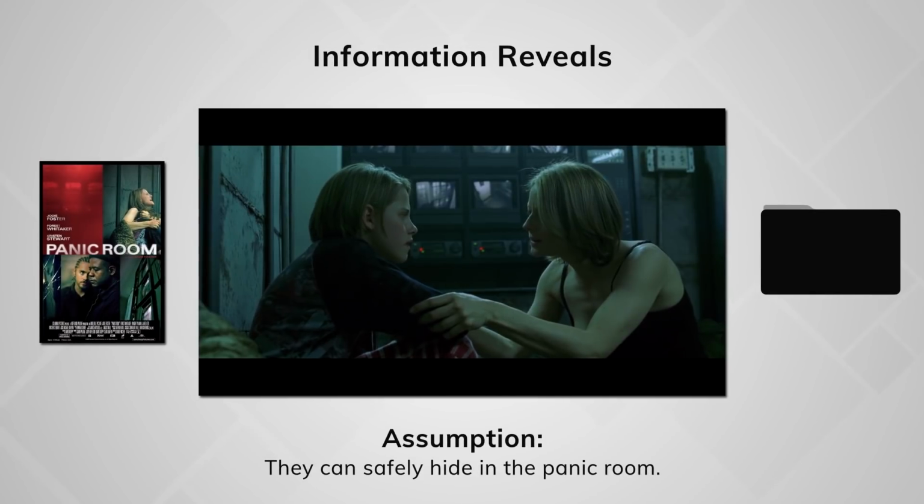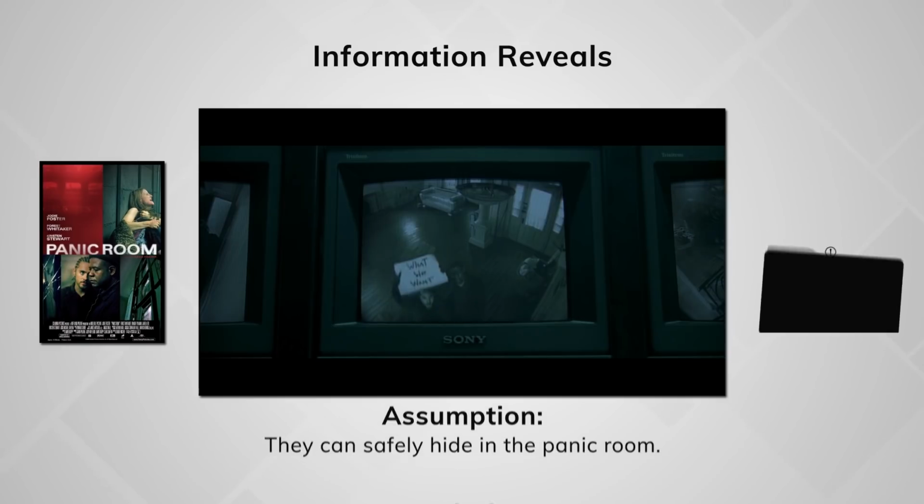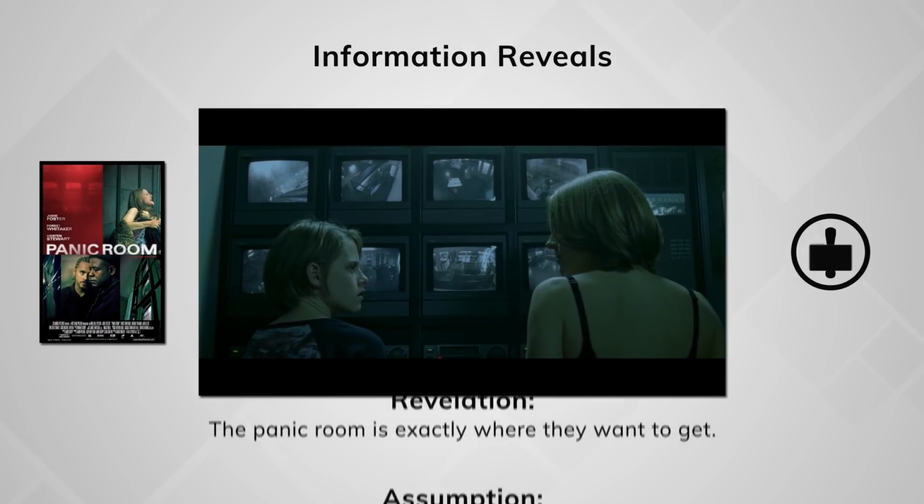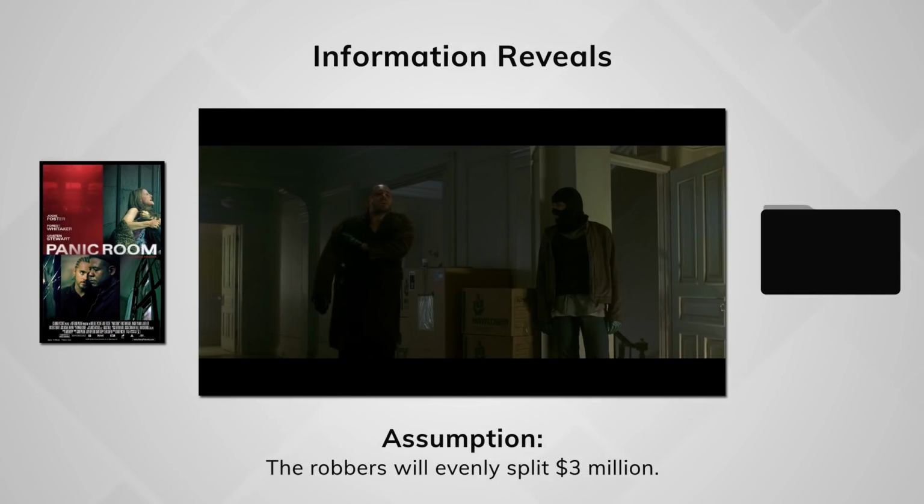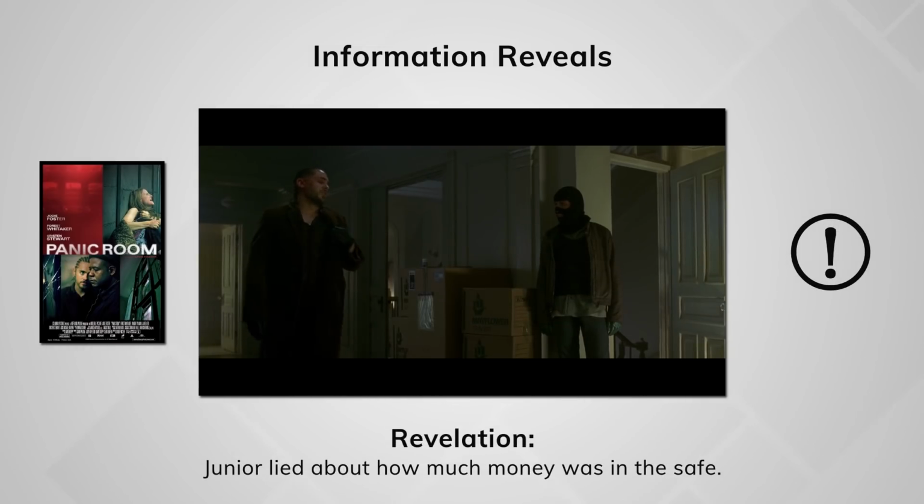In Panic Room, Meg and Sarah try to wait out the 3 robbers who have broken into the home. However, it is revealed that what the robbers want is inside the panic room. This creates a problem. The robbers are here to stay. Later on, Junior, one of the robbers, accidentally reveals just how much money is in the panic room to his accomplices.